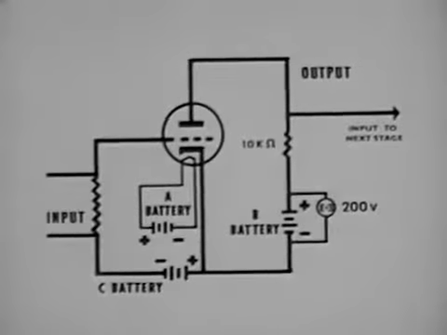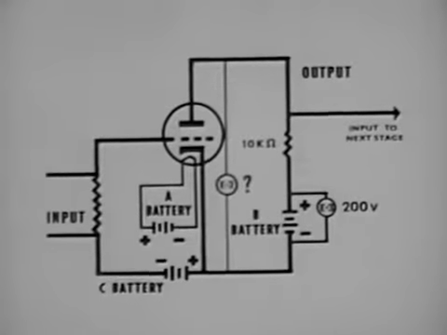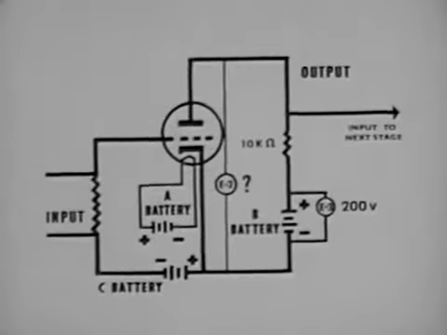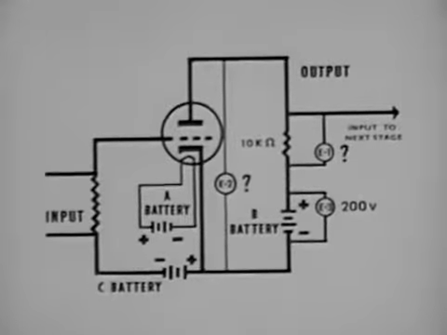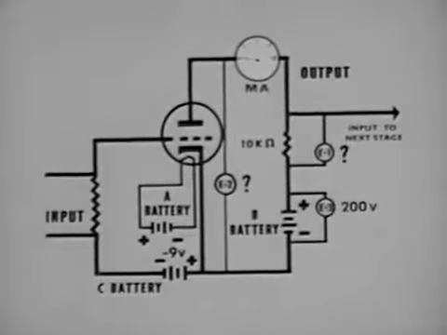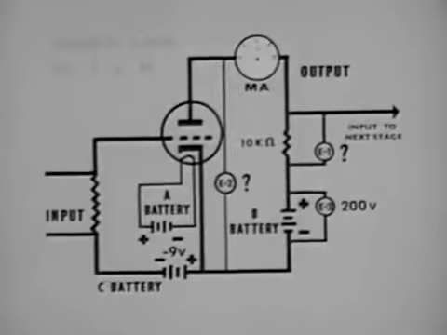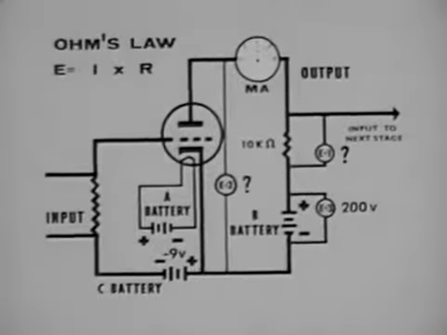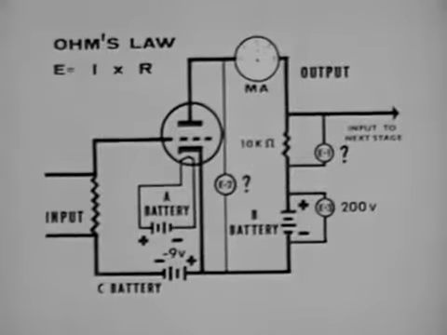To compute E2, or the difference in potential between the plate and cathode, we must subtract E1, or the drop across the load resistor, from E3, or 200 volts. Therefore, we must first compute E1. Let's say that the bias is minus 9 volts, resulting in a static plate current of 6 milliamperes. The input signal has an amplitude of 1 volt.